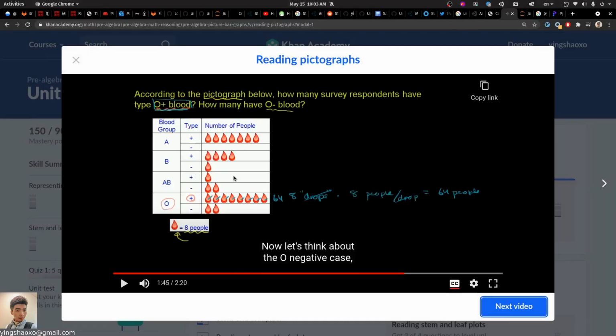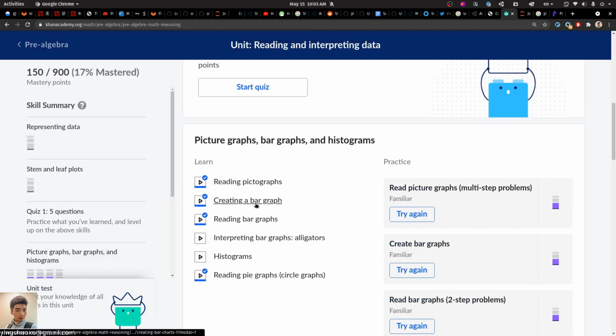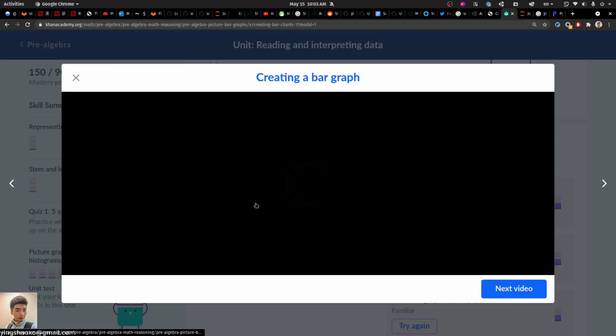Okay, this form of representing the data is also kind of out of date. If you can just write a number into your graph, why would you use such a thing? It's boring. Let's go on. Creating a bar graph.